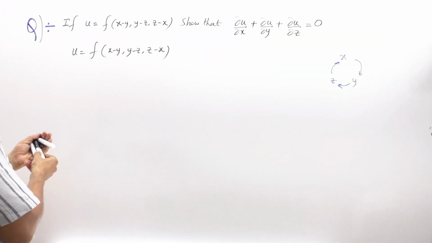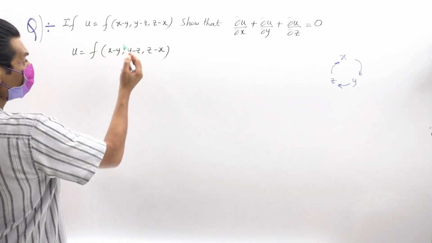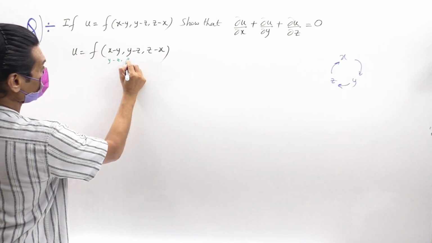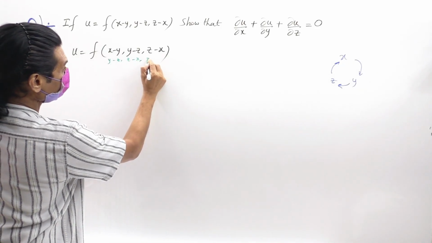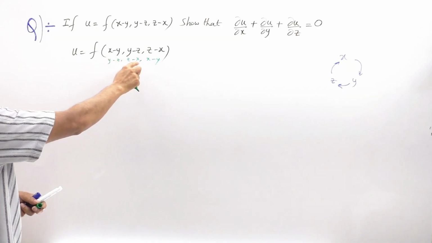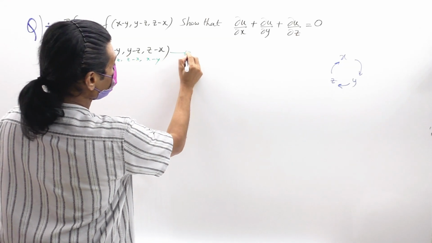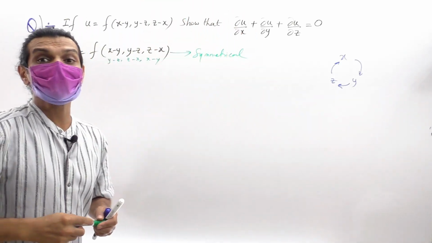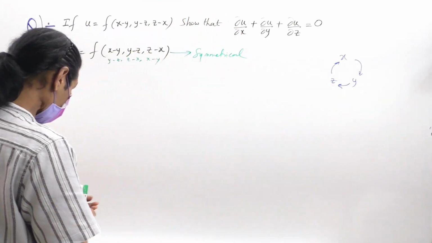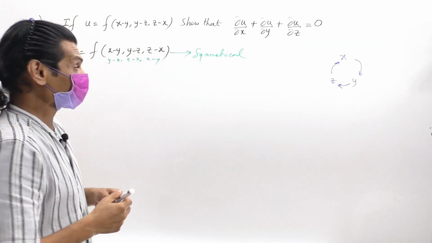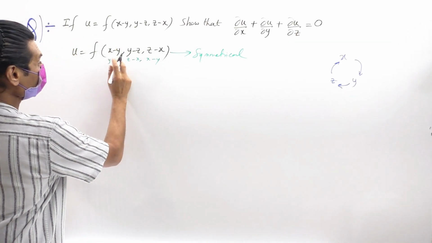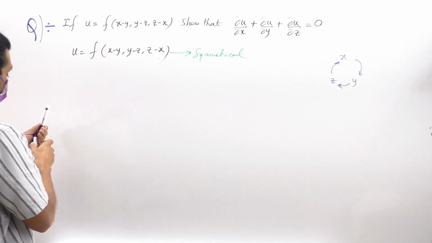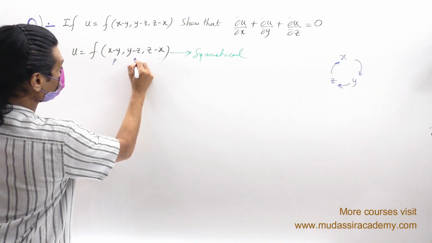Now let's see if this is symmetrical or not. If I change x to y, y to z, z to x, the question remains the same: x minus y, comma y minus z. So it is a symmetrical function. How do we solve this now? I take this as p, this as q, and this as r. This is p, q, and r.